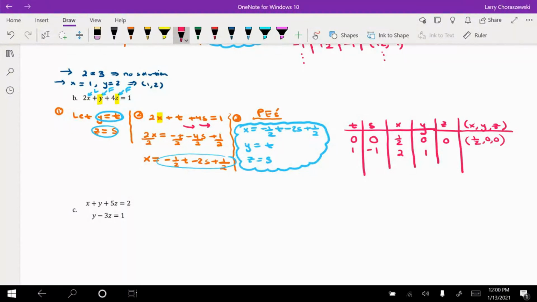T is 1, s is -1, and so another ordered triple or solution to the system would be 2, 1, -1. And you can continue picking different combinations of t and s, and depending on what values you choose for t and s, you're going to get a new solution for the system.